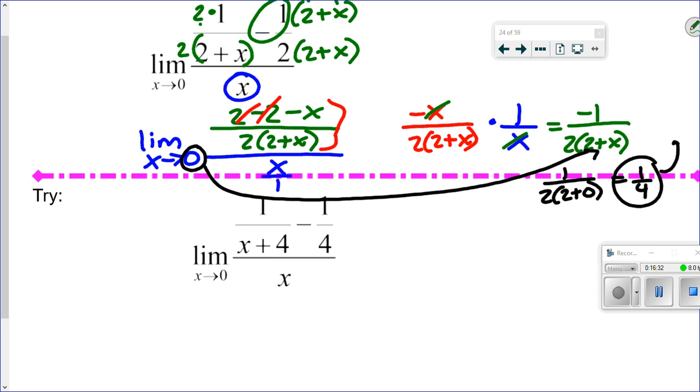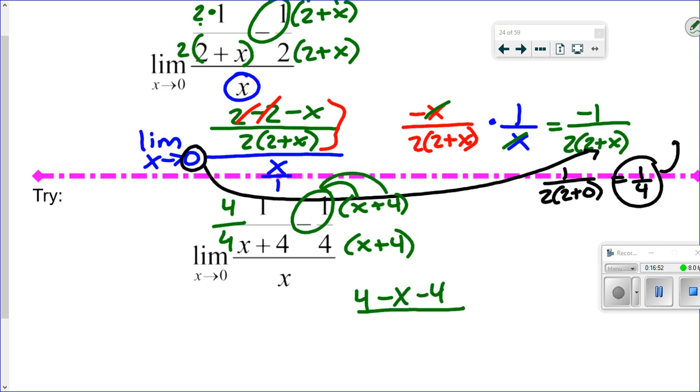All right, so in this problem, this fraction needs a 4. This fraction needs an x plus 4. So now I have a common denominator in both top fractions. So on top, I really have 4. The negative 1 times x is negative x. Negative 1 times 4 is negative 4 over 4 times x plus 4. On the bottom, I really have x over 1. So I know I can flip that and make this 1 times 1 over x.